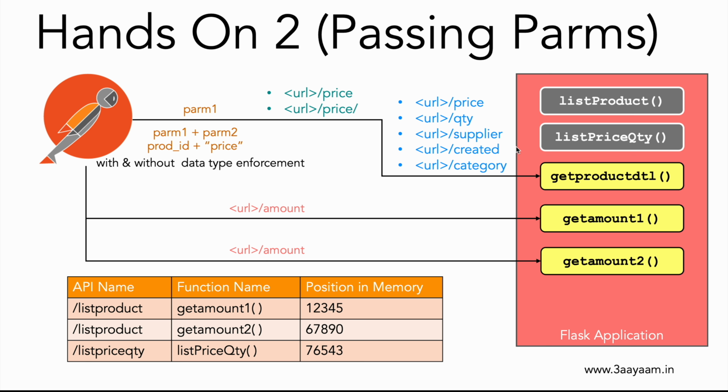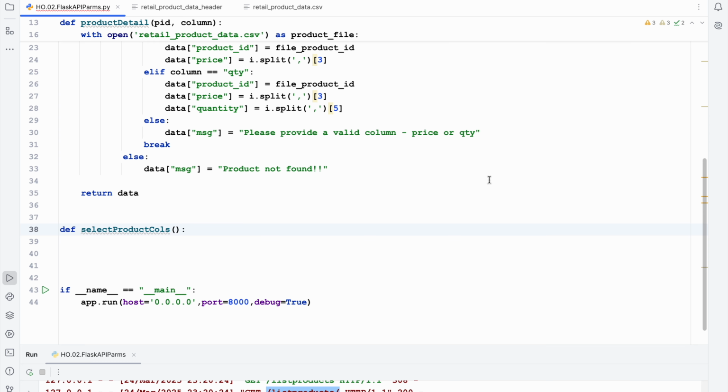Similarly, for supplier, created, and category, for all these 5 different URL endpoints, it would display the product ID, product name, and whatever URL we mention. It can be supplier information, created information, or category. Now, as I said earlier also, this is not something we would do in production. Typically, we would use only one API and get it from the database and return the columns whichever necessary. But here, I want to show you how you map multiple APIs with the same function.